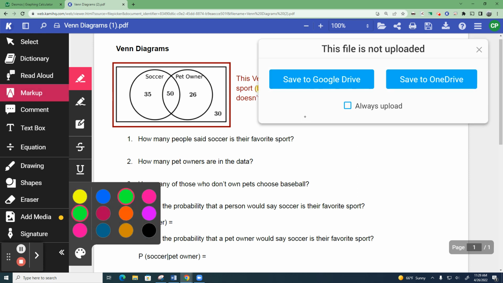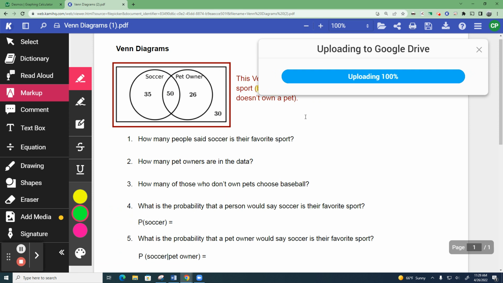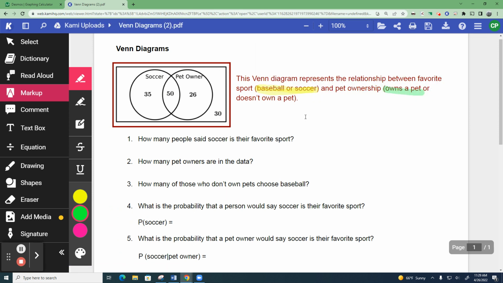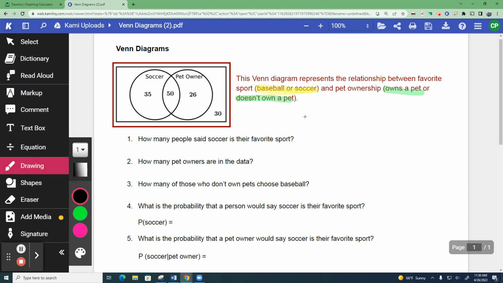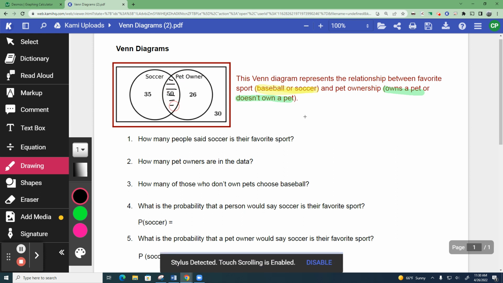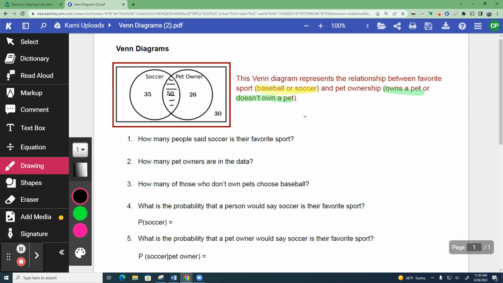And it's only talking about people who own a pet or don't own a pet. So let's take a look at this Venn diagram. So we see that we have a circle that represents those people that like soccer, and we have a circle that represents those people that own a pet. We have an intersection of that, and that would mean that 50 people are both pet owners and like soccer at the same time. So 26 out here represents pet owners who do not like soccer.